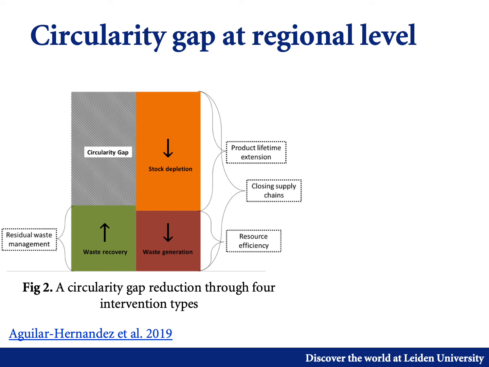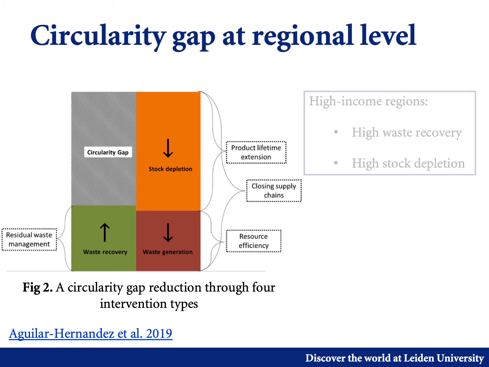For example, in high-income regions like the European Union, the circularity gap showed a high level of waste recovery, but also a high level of stock depletion. Then, product lifetime extension can be implemented as a policy intervention to delay stock depletion and reduce the circularity gap.